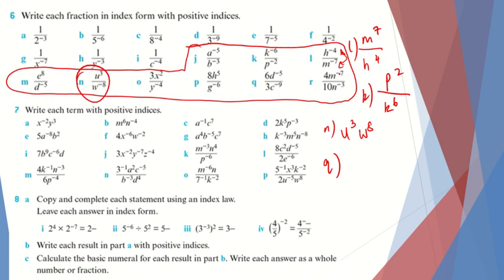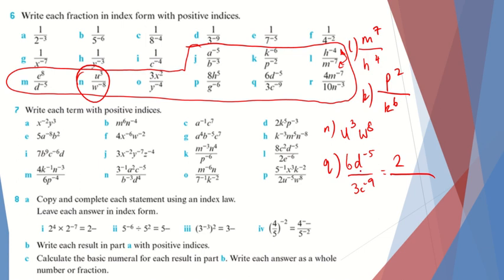I'm not going to do R because I want you to practice a question this difficult, but I will show you Q. So 6d to the power of negative 5 over 3c to the power of negative 9. So starting here, well, first we can simplify the numbers, all right? 6 divided by 3, that just becomes 2.